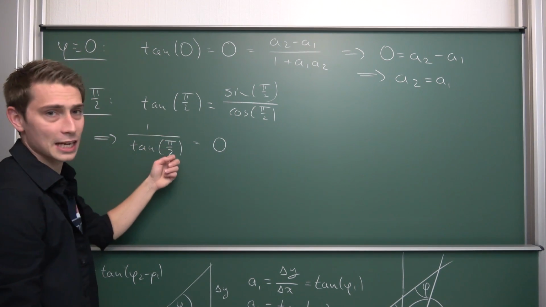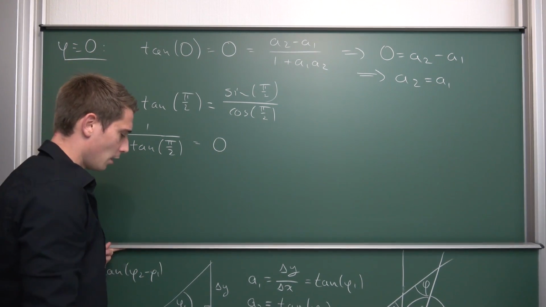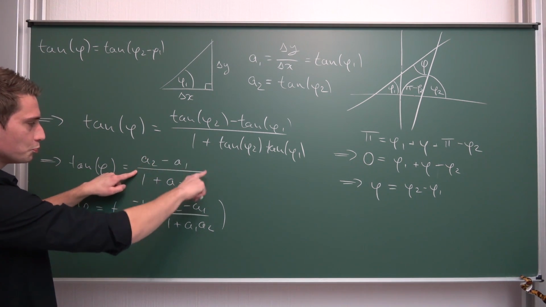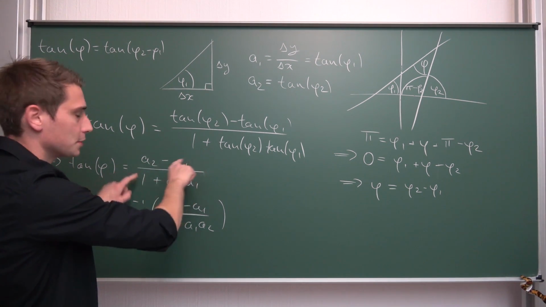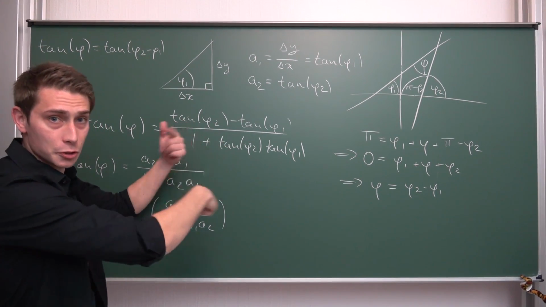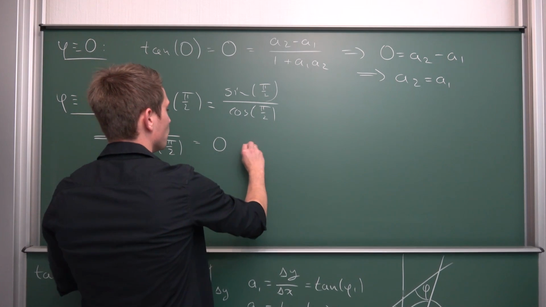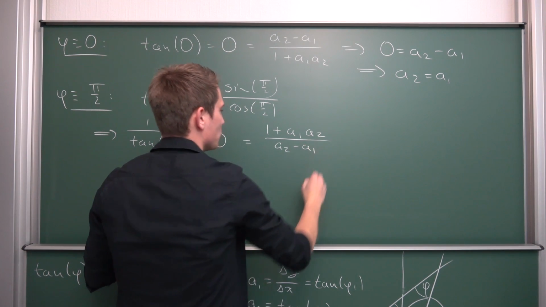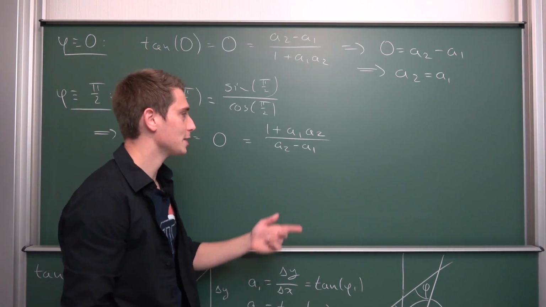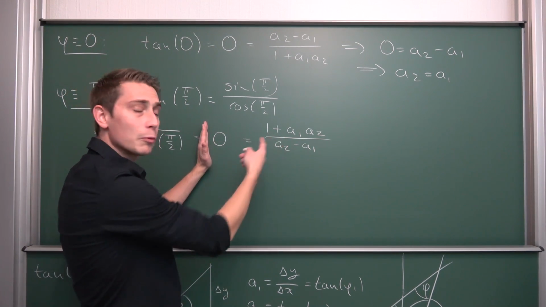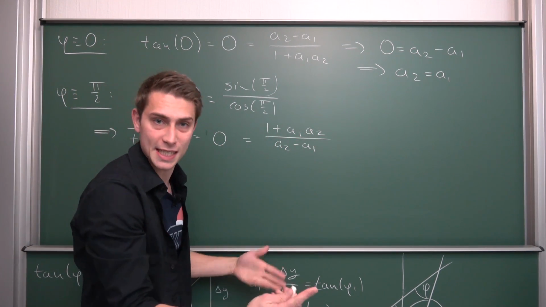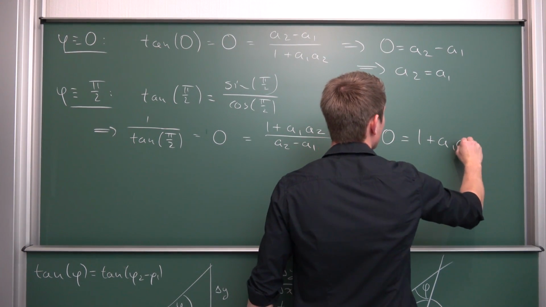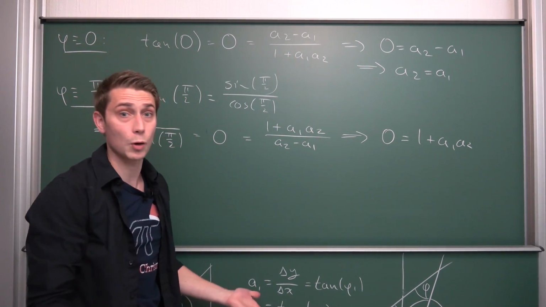Now we have that 1 over the tangent of something is 0. Now, what is 1 over the tangent? 1 over the tangent is 1 over this thing right here, meaning we also have to take the reciprocal of this fraction here, turning numerator and denominator around, leaving us overall with (1 + a1 a2) divided by (a2 - a1). And now once again we ask ourselves the question: a product of two things equal to 0, which part must be equal to 0? Well, obviously the numerator, by the same arguments as before, leaving us overall with 0 being equal to 1 + a1 a2.